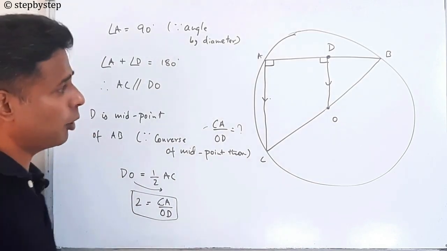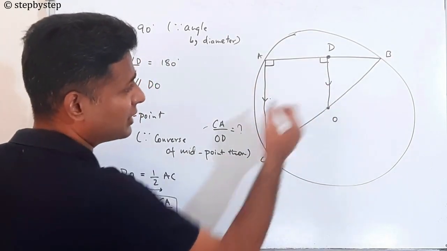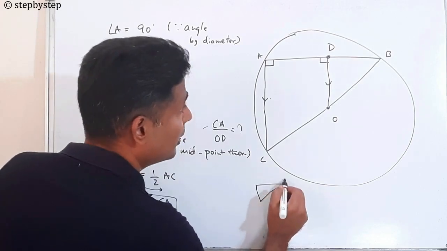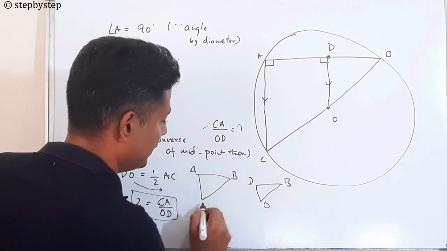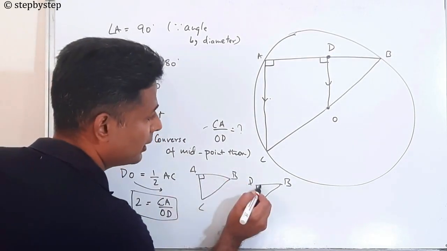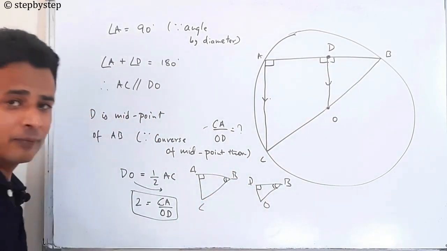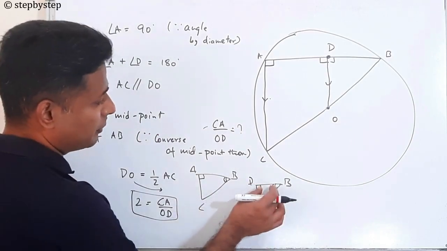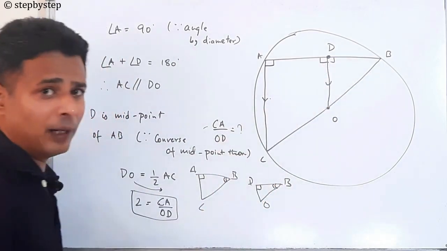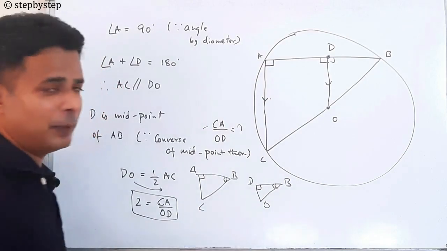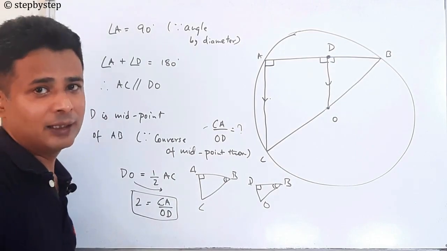There is another way you can solve this problem. Instead of using the midpoint theorem, you know this is 90 degrees, this is 90 degrees. You could have used similarity for triangles BDO and ABC. If this is 90, this also will be 90, and angle B is common. Since D is the midpoint, this by the whole thing will be 1 by 2. Similarly, this by this also will be 1 by 2. So you could have used either similarity or the midpoint theorem.